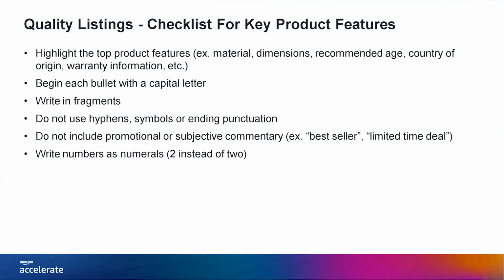List your top product features like material, dimensions, age, etc. Here, each bullet will start with a capital letter. Just include the main points, no need for complete sentences. And again, don't use symbols or extra punctuation or subjective language. And use numerals instead of spelling out "two."